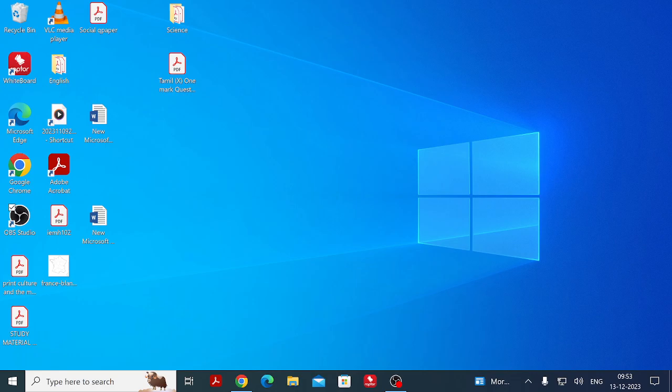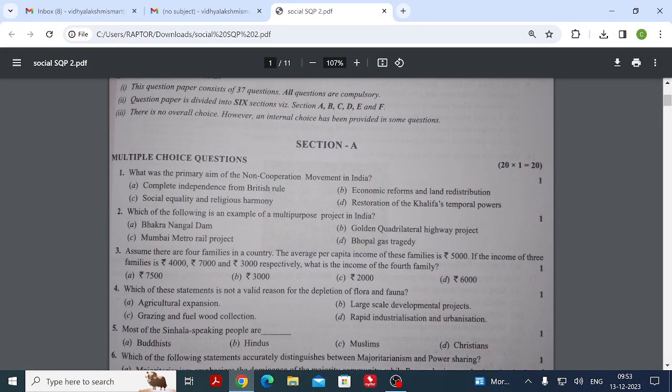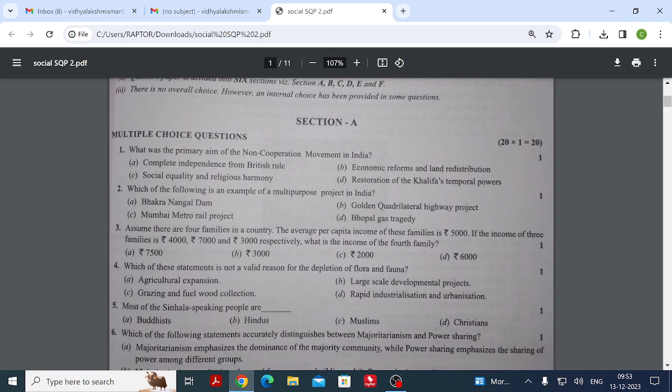So in today's class we are going to discuss a sample question paper. What was the primary aim of the non-cooperation movement? Complete independence from British rule, economic reforms and land redistribution, social equality and religious harmony, and restoration of Khalifa's temporal powers.